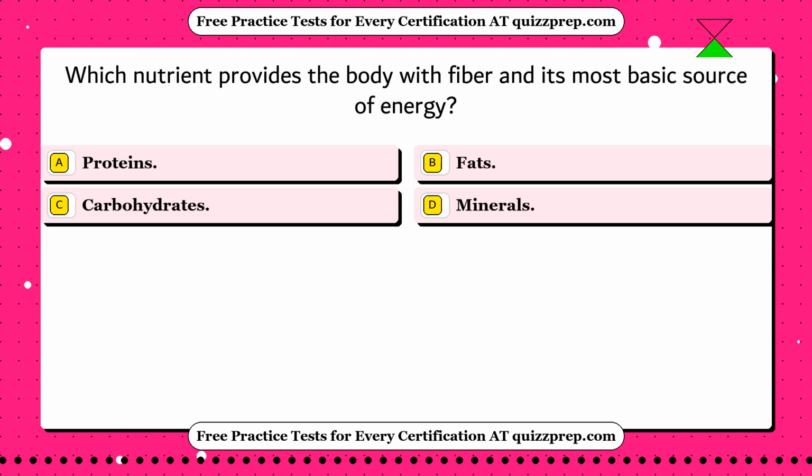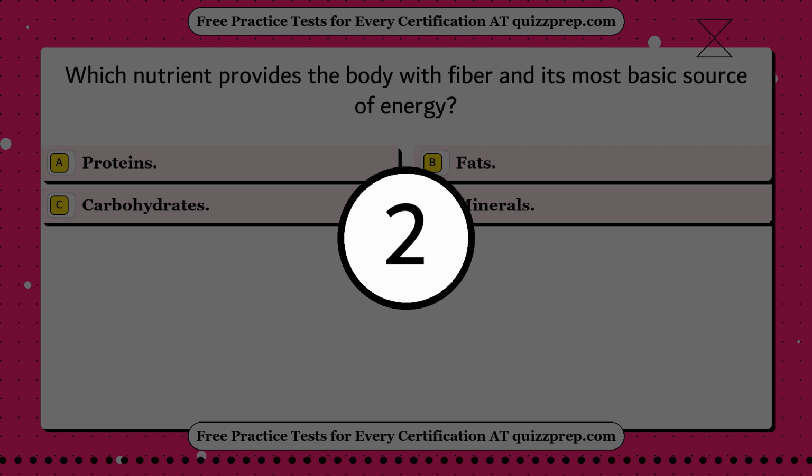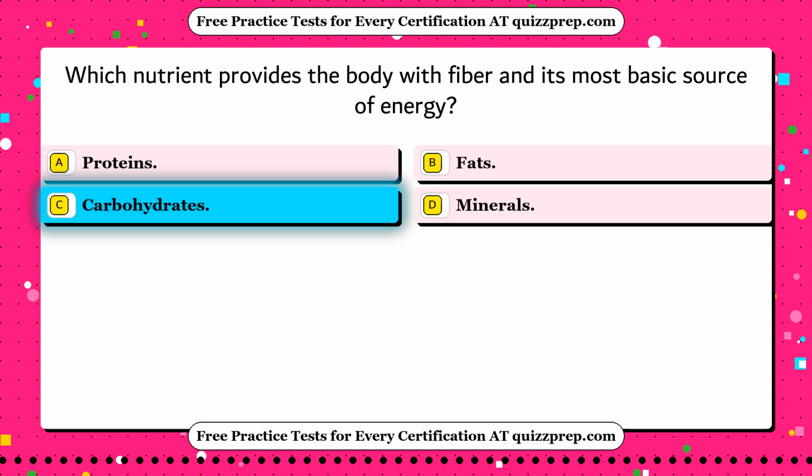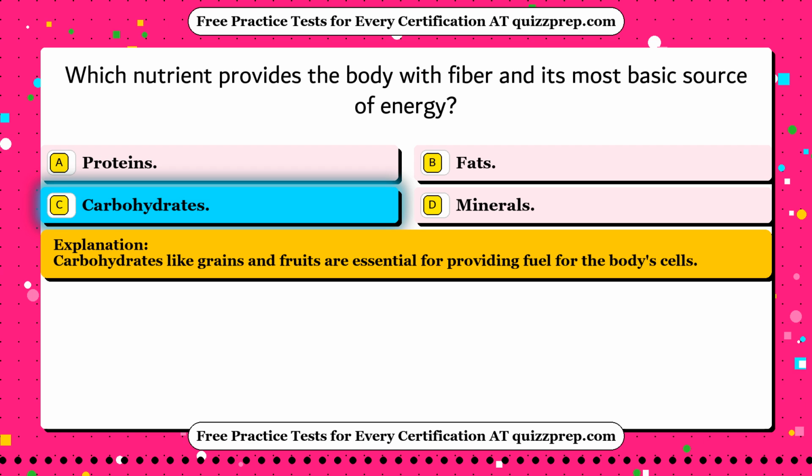Question 54. Which nutrient provides the body with fiber and its most basic source of energy? Option A, proteins. Option B, fats. Option C, carbohydrates. Option D, minerals. The correct answer is option C, carbohydrates. Carbohydrates like grains and fruits are essential for providing fuel for the body's cells.